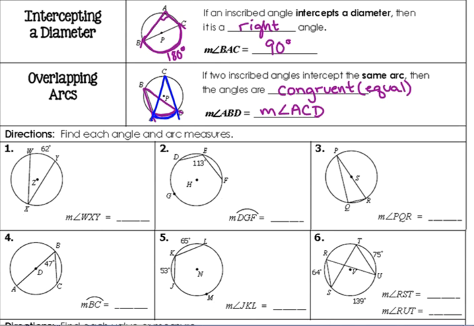Let's look at some examples. Number 1. We need to find the measure of angle WXY. So trace it out, extend the sides, trace out the arc in between the sides. That arc is labeled with 62. 1/2 times the arc equals the angle. 1/2 of 62 is 31. So that angle is 31 degrees.